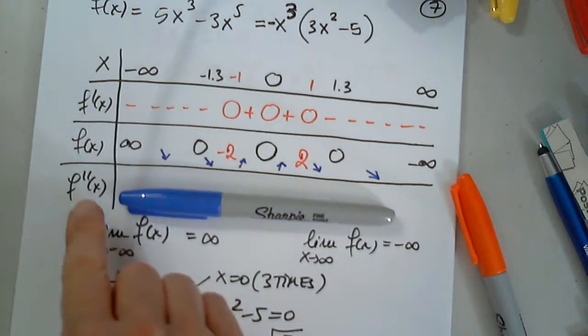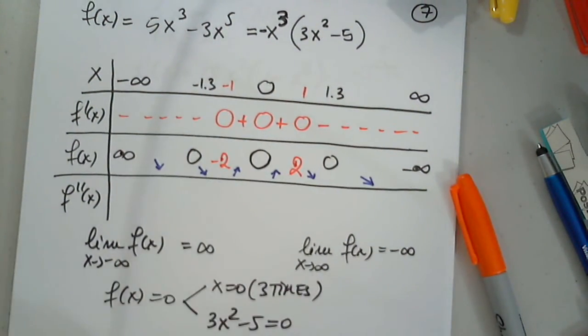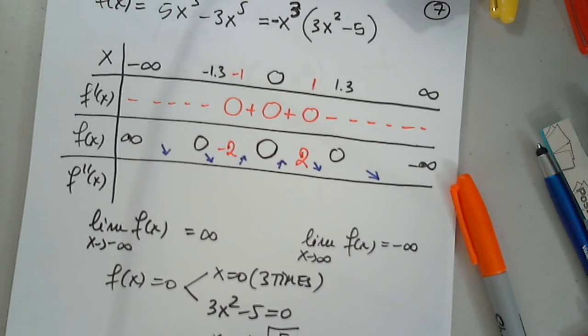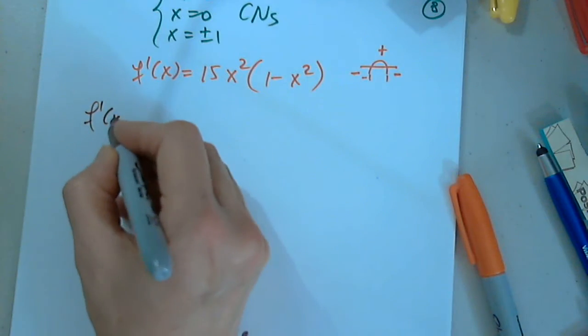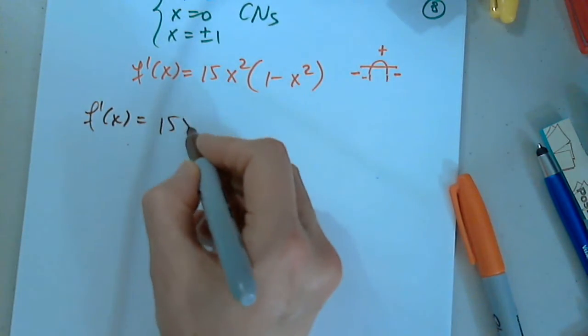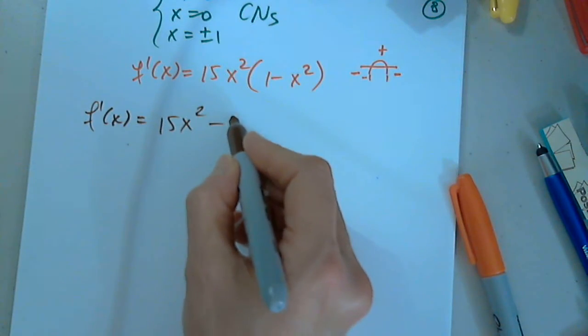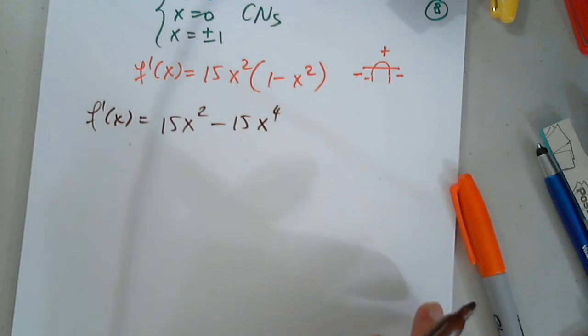Reach the stage in which we will study the second derivative. So I go back to the first derivative, which is right here. I'm going to copy it because I want to continue, not in that form. I want to copy it as 15x squared minus 15x to the fourth. And then I will find the second derivative.